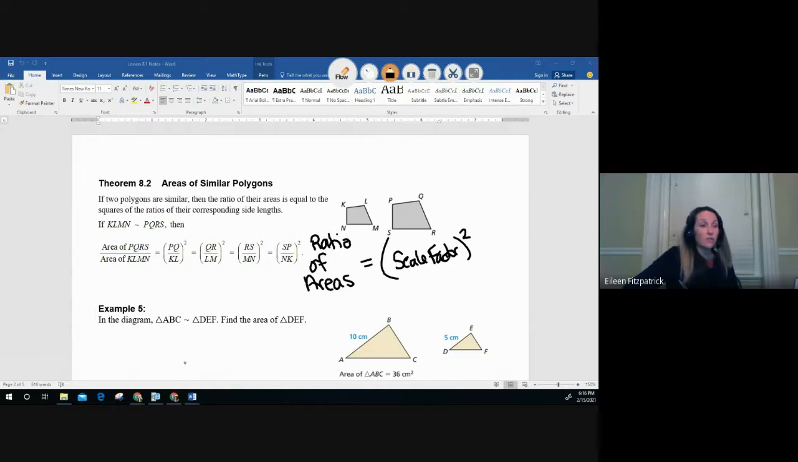So again, if you know your scale factor, and let's say you know the area of this figure here, you can solve for the area of this figure here without even knowing all the different dimensions of the actual figure. As long as you know the scale factor and the area of one, you can solve for the area of the other. And you'll see that in example 5.